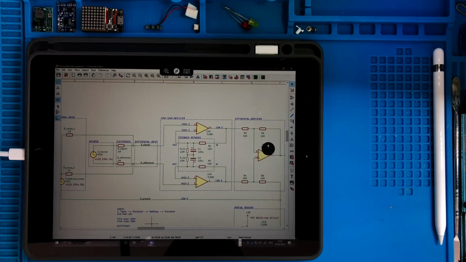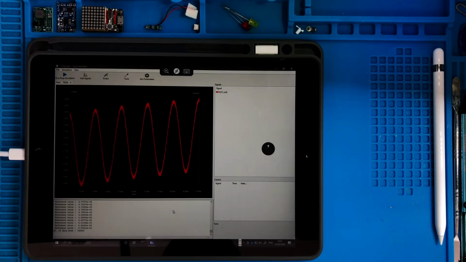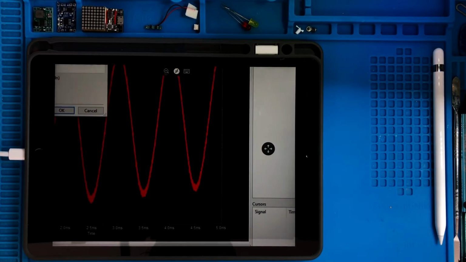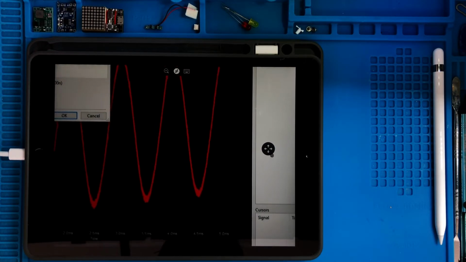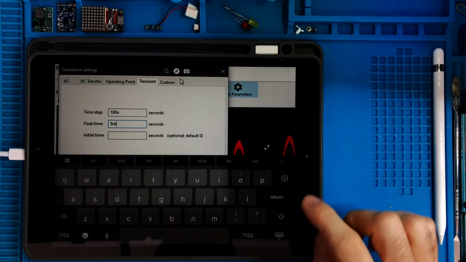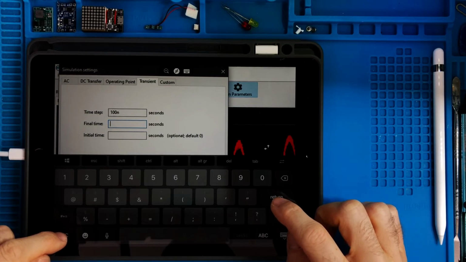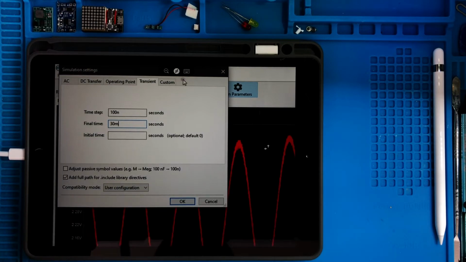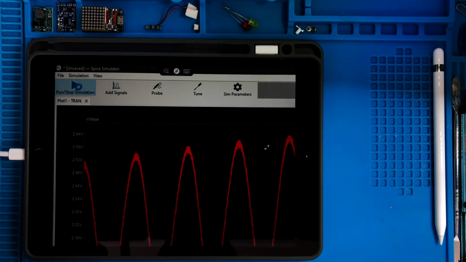So if we try to do something now just to see how it goes, I want to go to the simulation parameters, and instead of 5 milliseconds I put, let's say, 20 maybe. Let's put 30. I don't want to put too much because then it takes too much time. So I click OK. I simulate everything again.